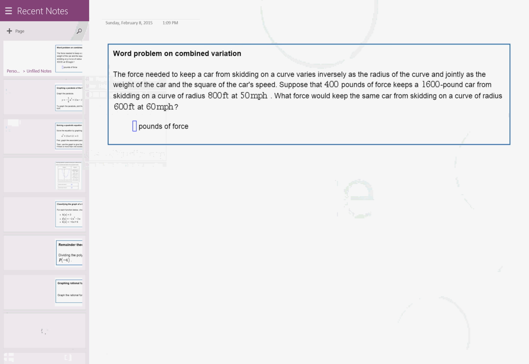We want to solve a word problem on combined variation. The force needed to keep a car from skidding on a curve varies inversely. So force, let's go ahead and set this up, varies inversely as the radius of the curve, and jointly, there's my constant of variation, as the weight of the car and the square of the car's speed.